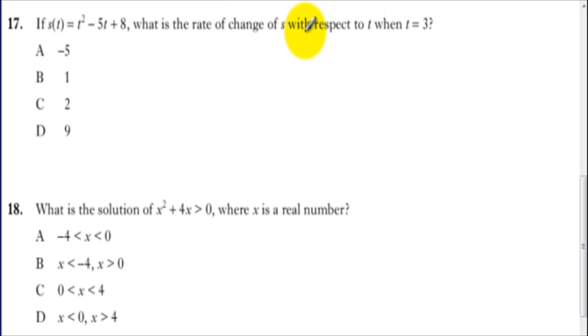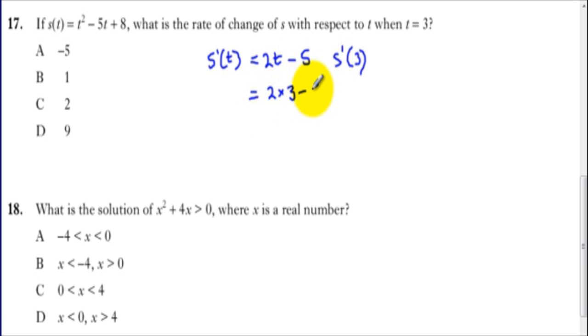The rate of change of s with respect to t is the derivative s dash t. So differentiating s of t, t squared differentiated is 2t, minus 5t differentiated is minus 5, differentiating plus 8 is 0. We want the rate of change when t equals 3, so we need to now work out s dashed of 3, fitting in 3 into the formula for s dashed of t. So it's 2 times 3 minus 5, 6 minus 5, which is 1. So the answer is B.